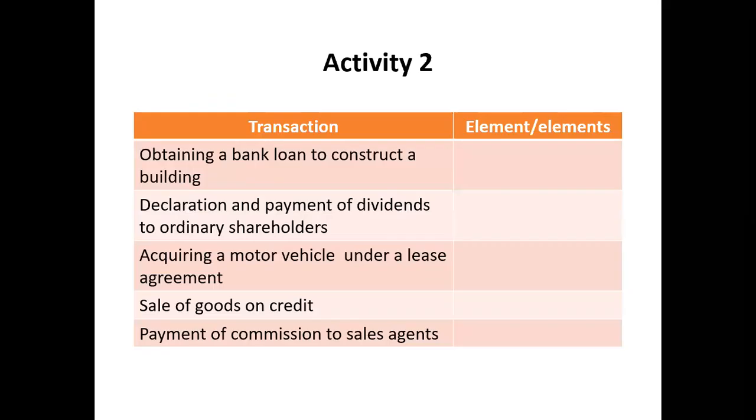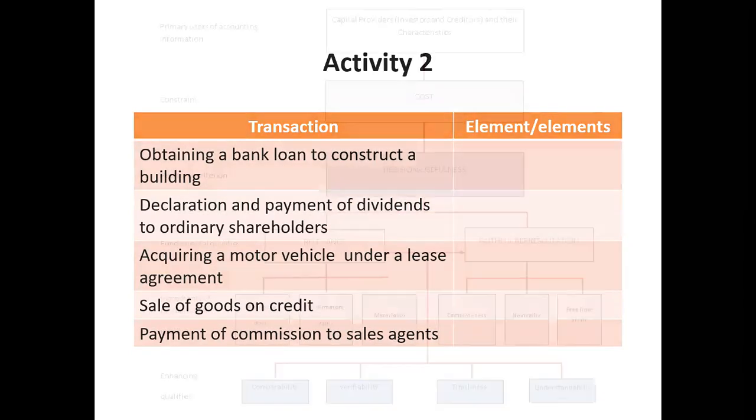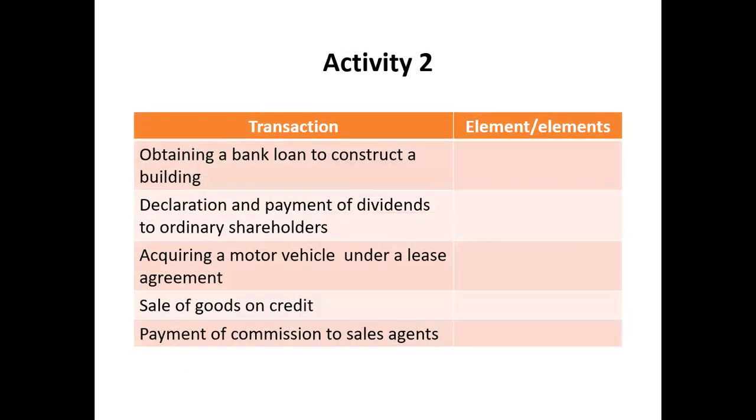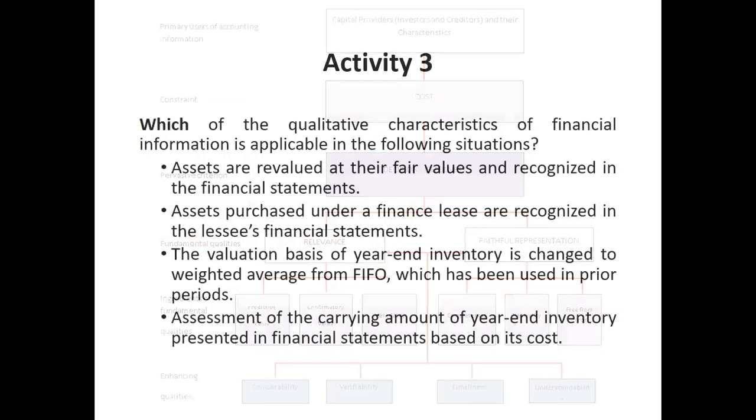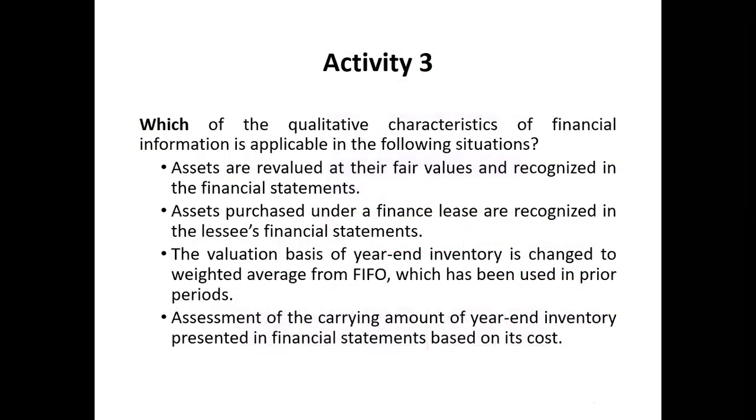Right, now we have a little activity. I think it is not the proper place to give that. Let me come back to this later. I think there must be other activities like this one. Okay, let us try activity 3. Which of the qualitative characteristics of financial information is applicable in the following situation? You can attempt that. There are 1, 2, 3, 4 items. You can take 2 to 3 minutes. Take this as 1, 2, 3, 4 and indicate your answer.